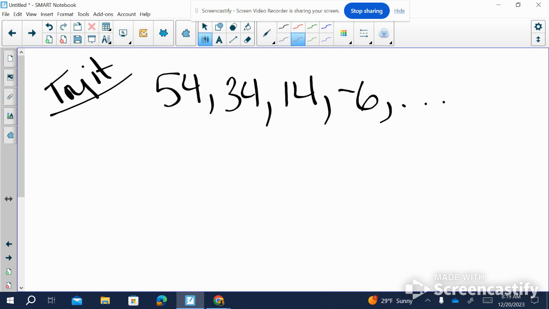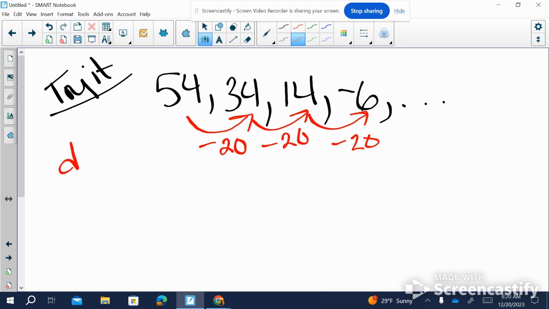So let's start with the explicit formula. So to get from the first term to this term, I went down 20. From here to here, I went down 20. And from here to here, I went down 20. So my common difference is negative 20. The first term of my sequence is 54.